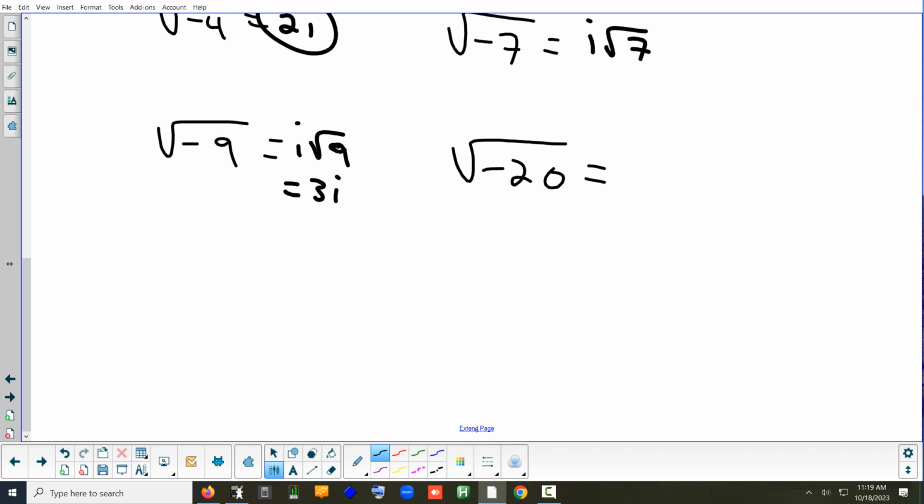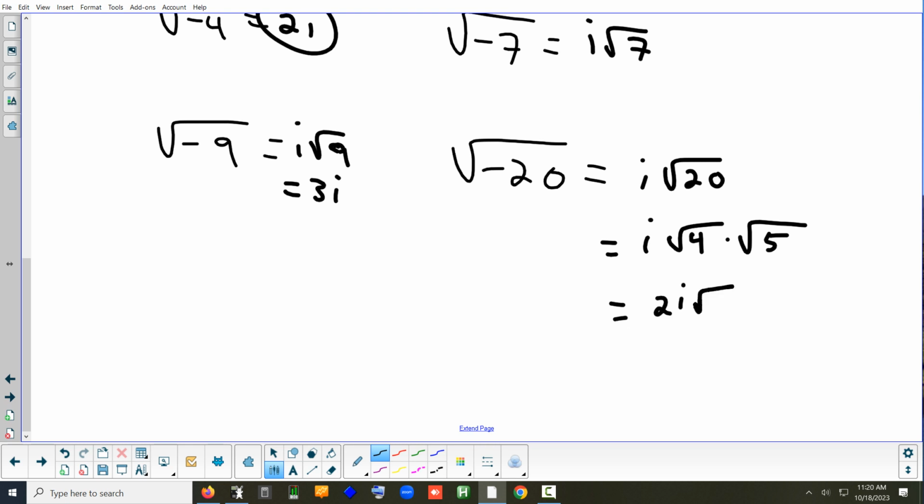Would it be i square root of 20? Okay, so you could start with i square root 20, but you can simplify it. How can you break down the square root of 20? Two numbers that multiply to give me 20, but one of them I want to take the square root of. 4 times 5. i times 2 square root 5. Yep. And how would we normally write i times 2? 2i.